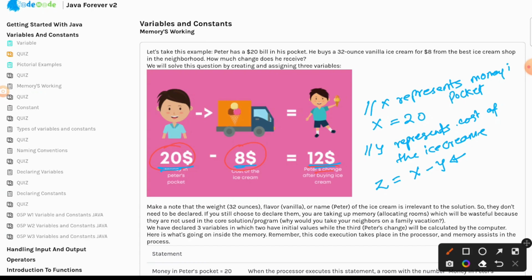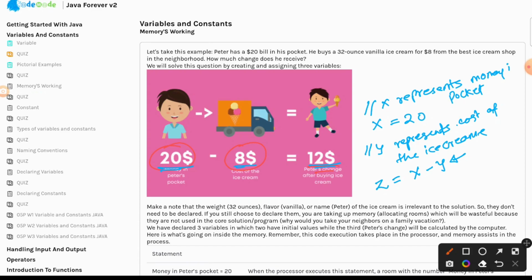Now, in this context, I am saying X equal to 20. But if you run the same problem statement in a different context, X could be 50 or Y could be $10. It depends on the values we are feeding into the problem. But the core logic remains the same, Z equal to X minus Y. This is how I translated a problem statement into 3 lines of code.